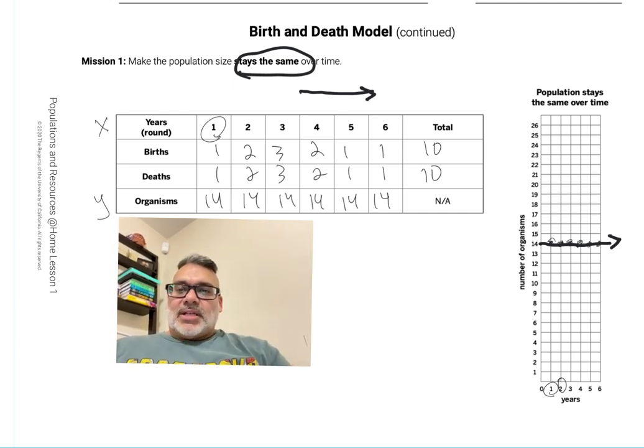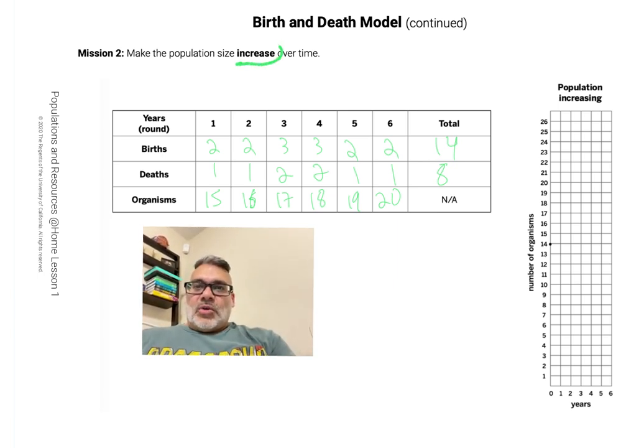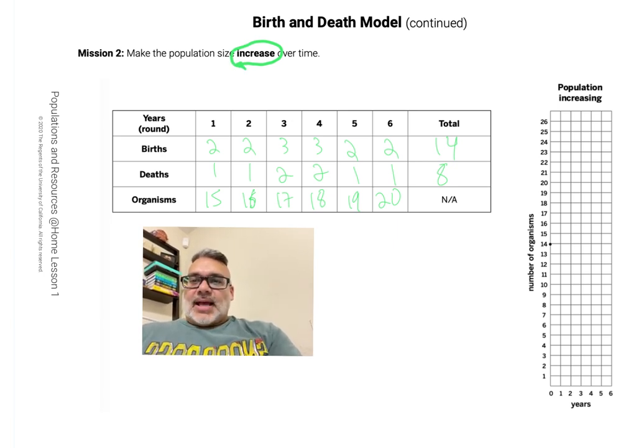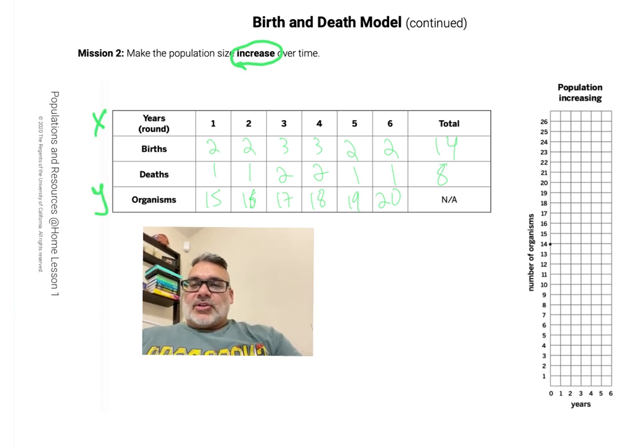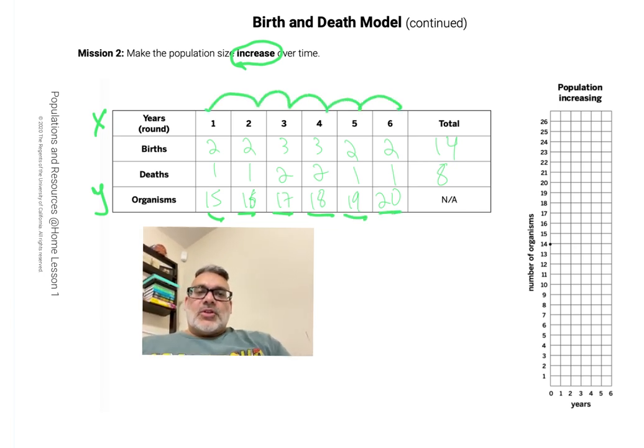So I'm going to move myself over. All right, so here I am. So now we are looking at population increase. So we want it to increase over time. It sure does. The x-axis at the top shows us the years, and the y-axis here shows us the increase. So see, 15, 16, 17, 18. We are increasing over the years. So now let's graph that.